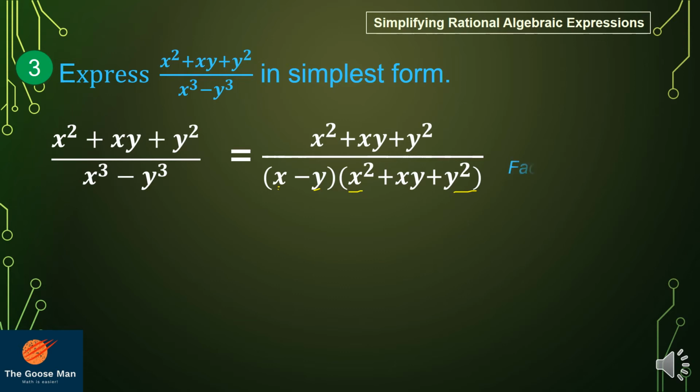So we factor this using the difference of two cubes. Take note, the numerator is x squared plus xy plus y squared, and I can factor out this expression and this expression, leaving the numerator as 1. So therefore, the final answer is 1 all over x minus y.